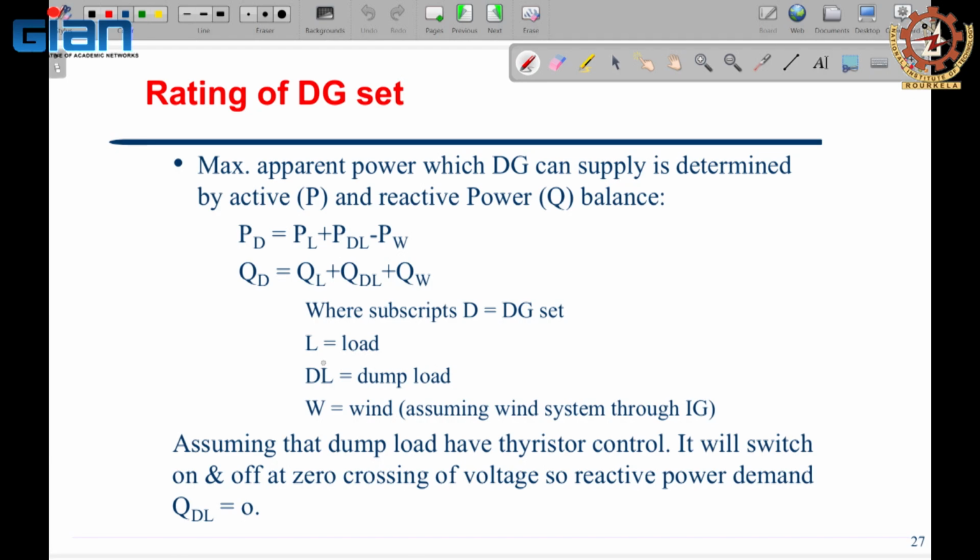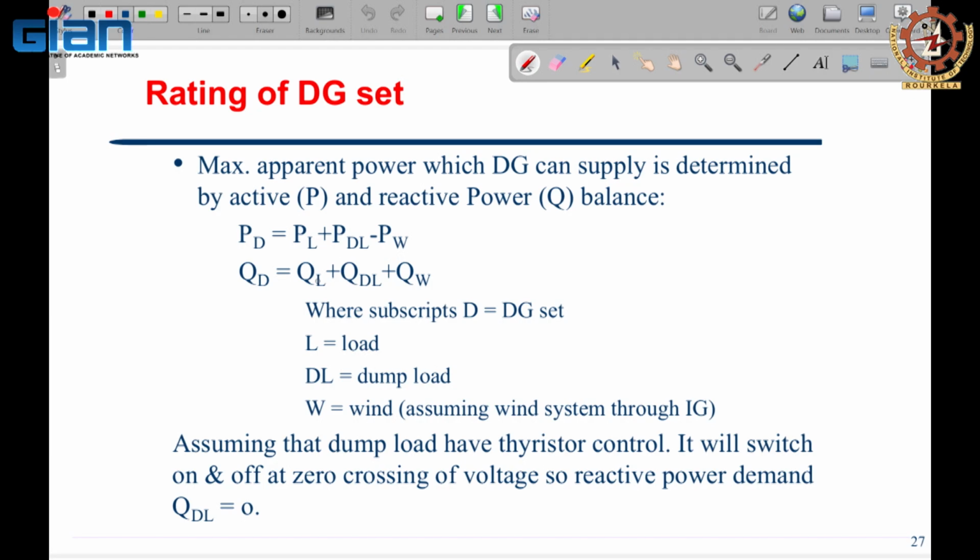Same way, reactive power. In the hybrid power system, you will see which device supplies the reactive power and which device consumes the reactive power. If you have an inductive load, it will consume the reactive power, for example, induction motor loads. The dump load can be based on some inductive load, and then the wind power.